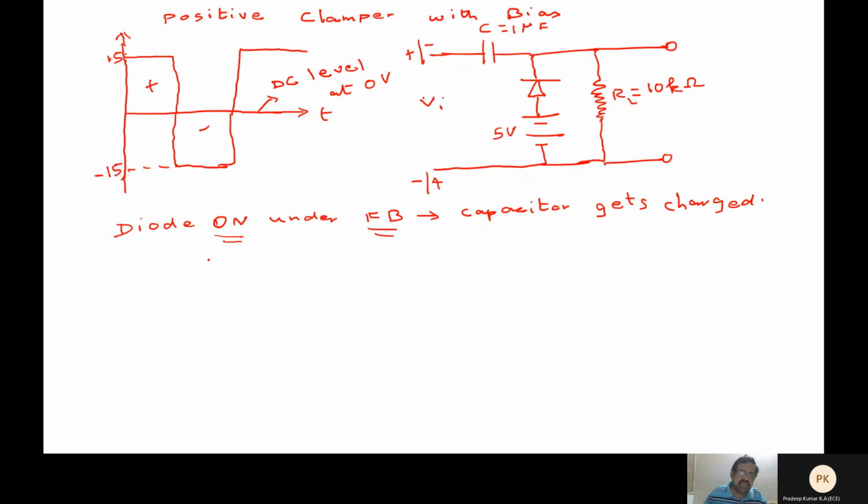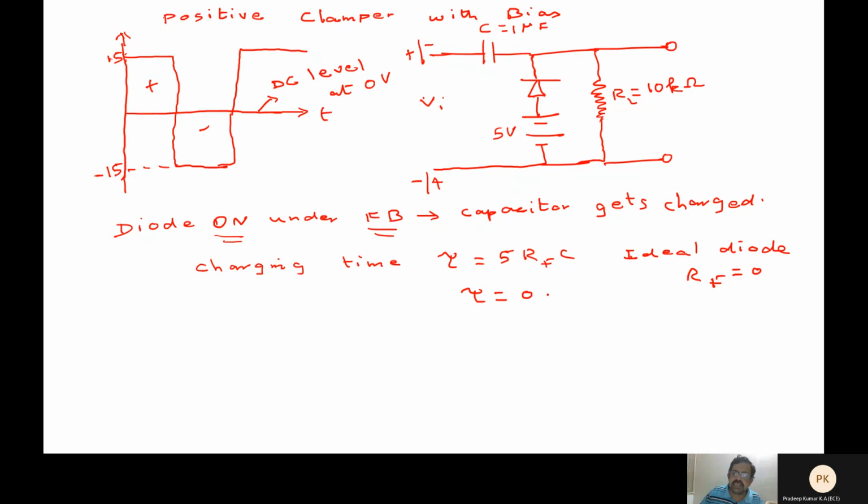I have said enough here, and just to make you understand, the charging time, that is tau, under forward bias is 5 times RF C. Now I want you to understand, in this case we take an ideal diode, in which case RF is 0. So what does that mean? The charging happens instantaneously.